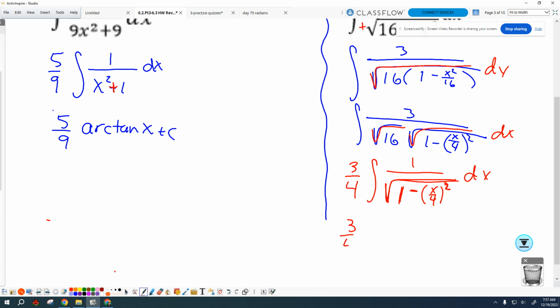So this is 3/4 arc sine of stuff divided by the derivative of stuff. What's the derivative of stuff? 1/4, but I'm dividing by 1/4, which is really multiplying by 4. So it's 3 arc sine x over 4 plus c. You will see this on AP. One of these flavors.